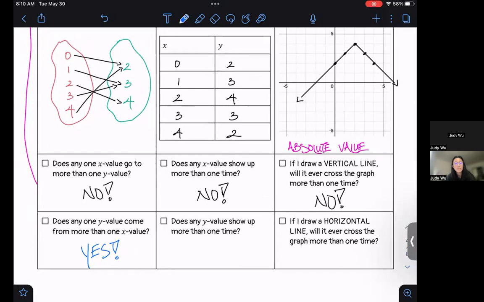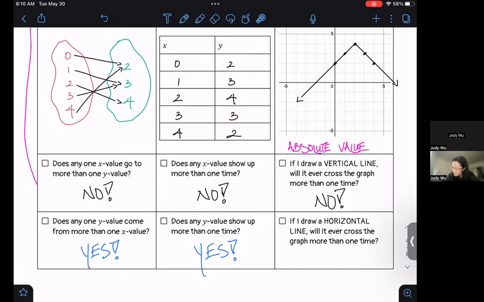Now, the way we look on the table, if we say, does any y value show up more than one time? Well, I see 3 on here twice. I see 2 on here twice. So yes, we do have some y values that show up more than one time.